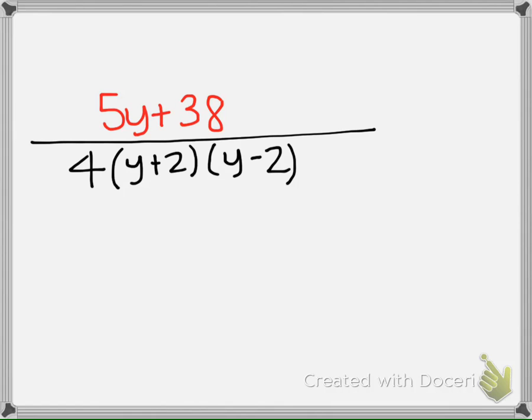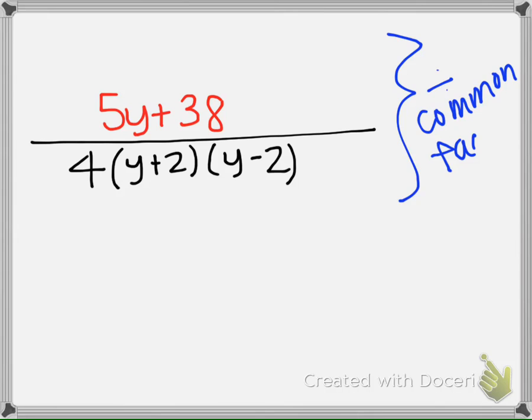Okay, now that we have our numerator written as 5y plus 38, we have to see if the whole fraction can be simplified, if we can divide out any common factors. So the denominator is already factored, but we need to see if the numerator can be factored. So can anything go into 5 and 38? No. So this is already completely factored, and there's nothing that can divide out of the numerator and the denominator. So that is how we know that this is our final answer.